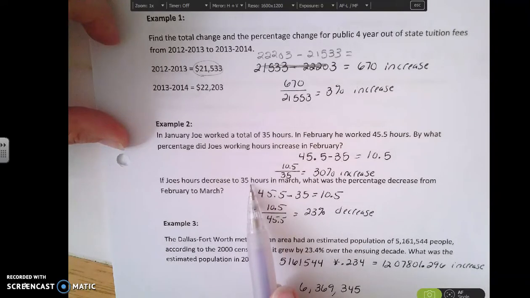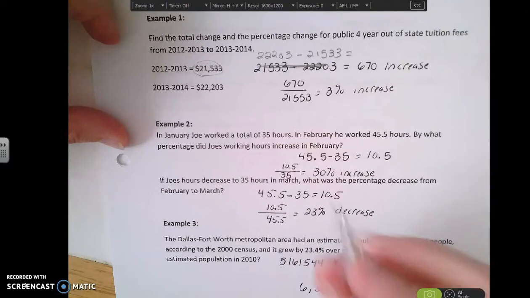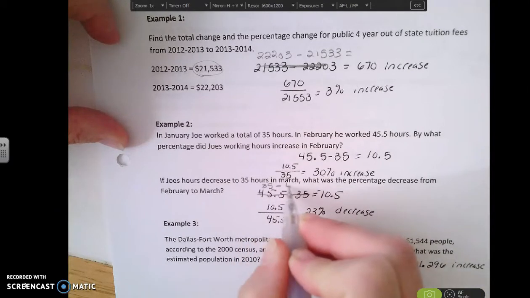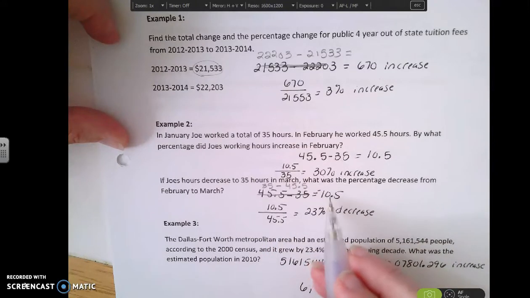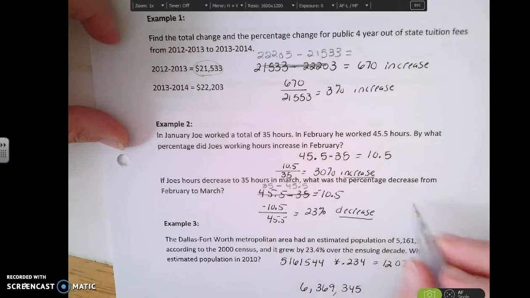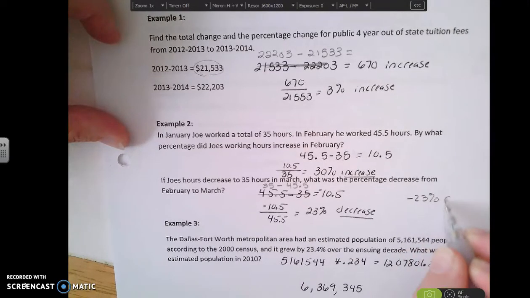If Joe's hours decreased, sorry, to 35 hours in March, what's the percentage of decrease? Initially you would think that it would still be 30%, but it's not going to be. So the old value is now 45.5. The new value is 35. So this is actually a 10.5 decrease. I've got this backwards again. It should be 35, new value, minus old value, which is negative 10.5. So negative 10.5 and the old value is 45.5 is a 23% decrease. Usually instead of saying negative 23% decrease, that's sort of a double negative, we just say it's a 23% decrease.